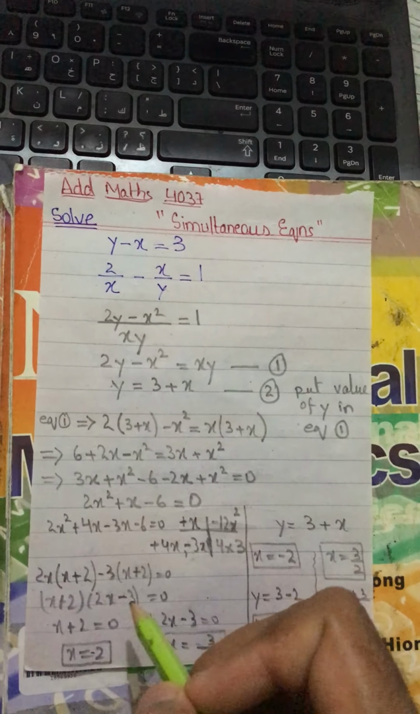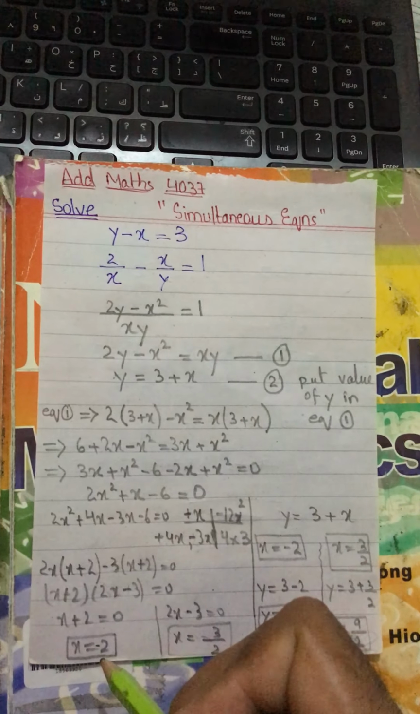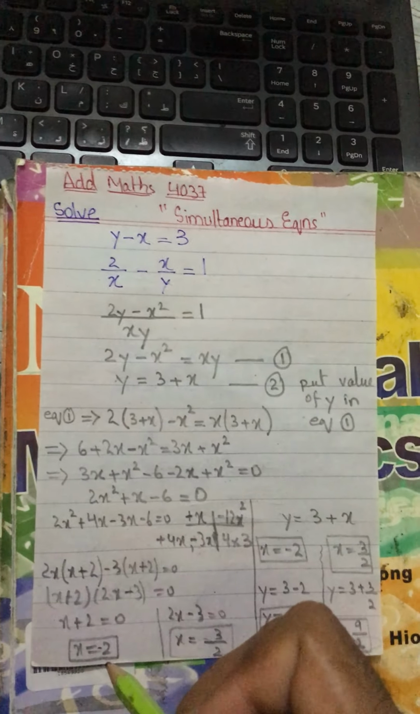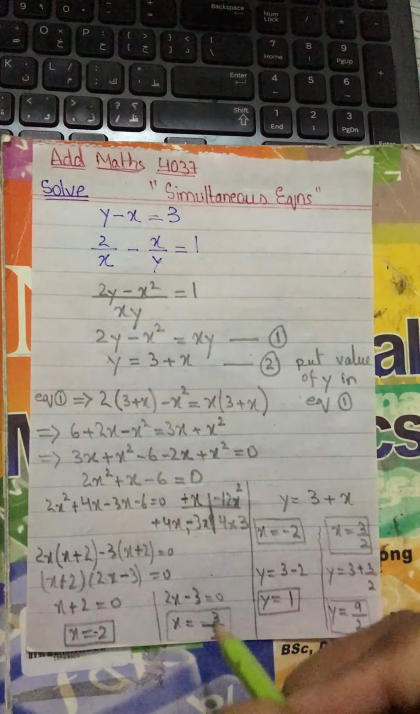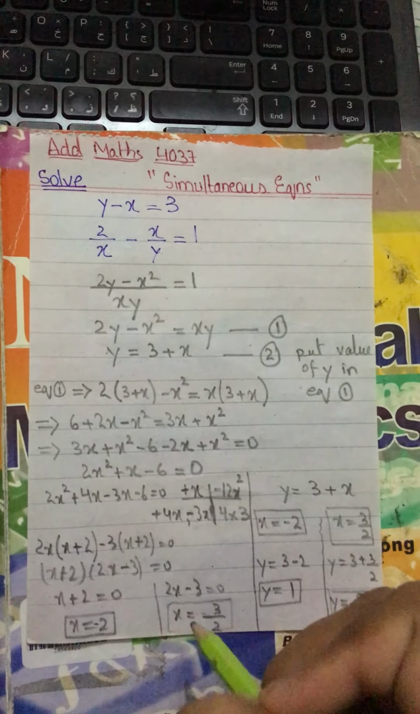x plus 2, 2x minus 3 equals to 0. The first one is x plus 2 equals to 0, so x will be minus 2. And the other one will be 2x minus 3 equals to 0, so x will be 3 upon 2. So I have got the two values of x.